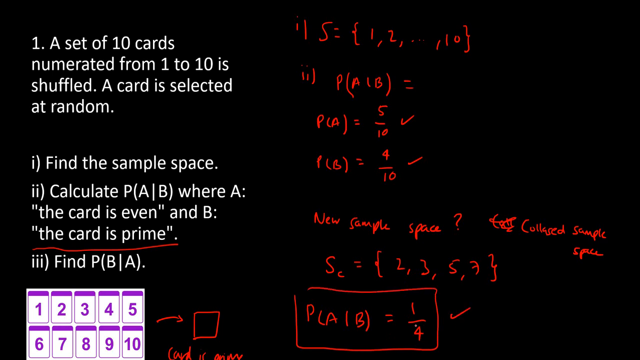Memorize this because now we're going to go backwards. We're going to find the probability of B given A. The probability that the card is prime, once I know that the card is even. Is it going to be the same as this? We don't know. Let's find out.